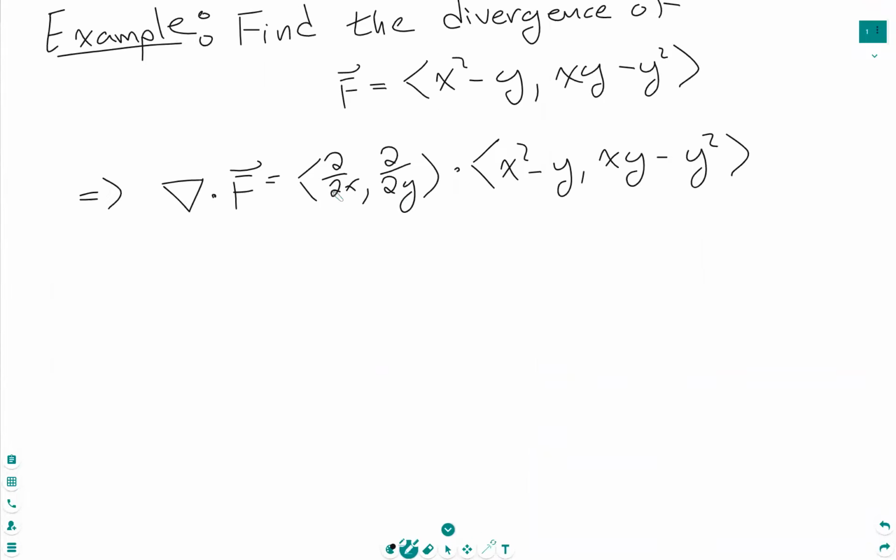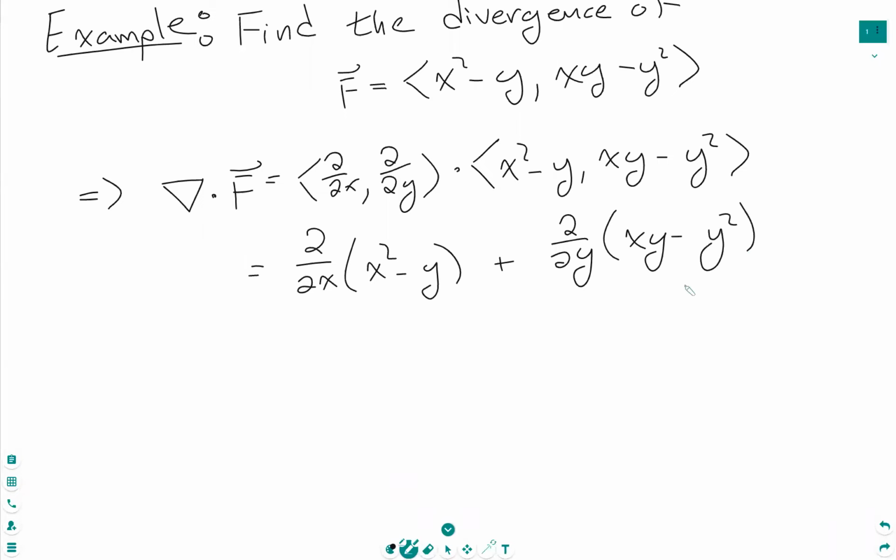Okay. And then now we need to do the partial derivatives. So we do partial x on x squared minus y plus partial y of xy minus y squared. So this gives us a 2x here, and then we have plus x minus 2y. So in total, we get 3x minus 2y.